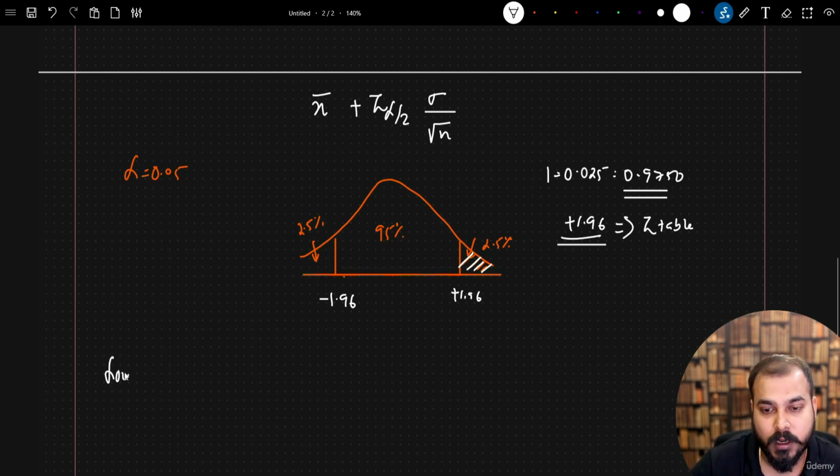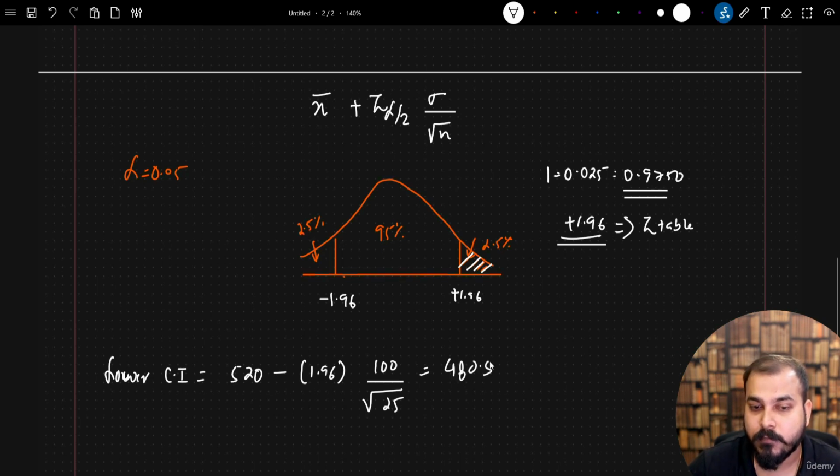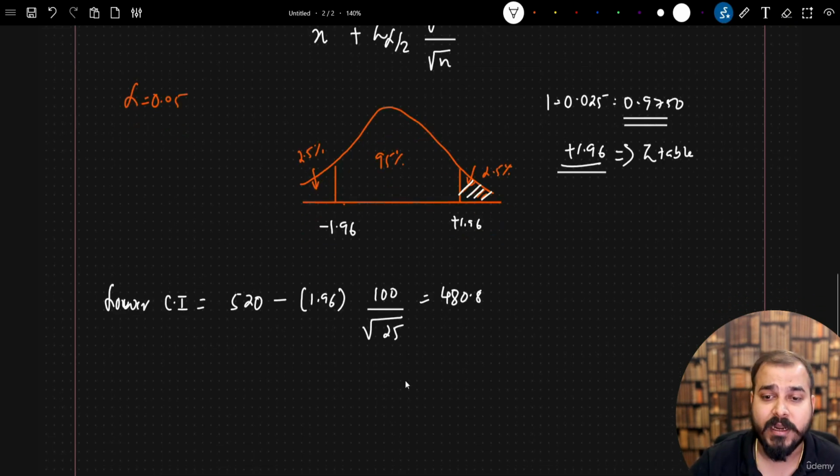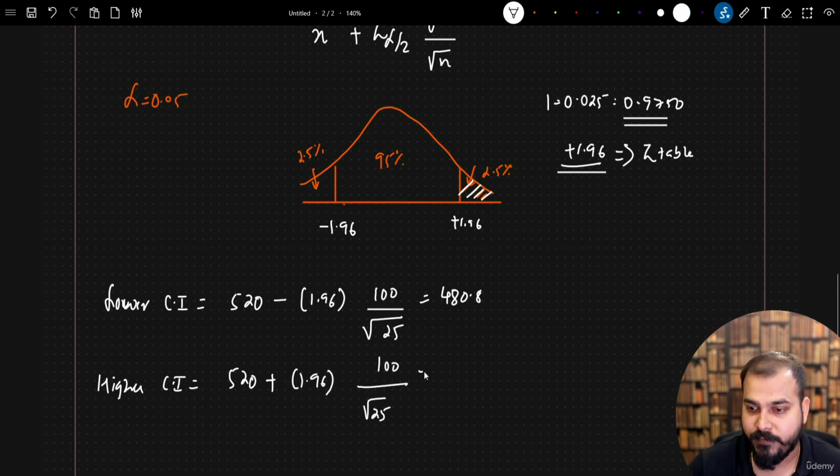The first scenario is the lower confidence interval, lower CI. What is my X bar in this case? It is nothing but 520, the mean is that much. This will be 1.96 multiplied by 100 divided by root 25. If I calculate, I'll get 480.8. Now similarly, I will compute my higher CI. The higher confidence interval will be nothing but 520 plus the margin of error, obviously 1.96 times 100 divided by root 25. And here I'm going to get 559.2.